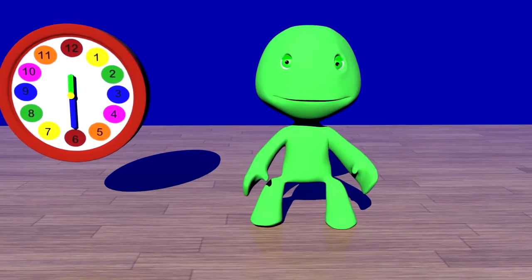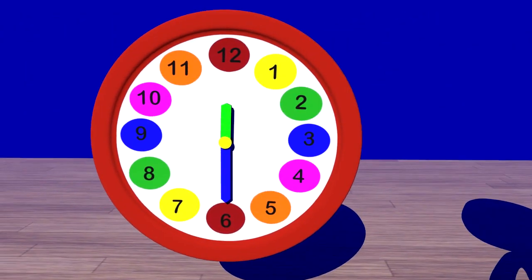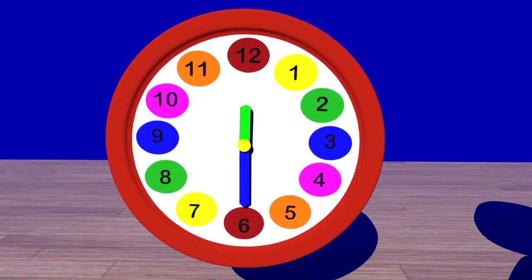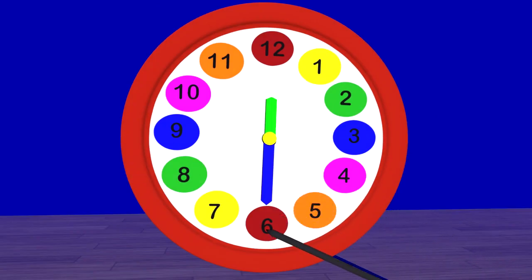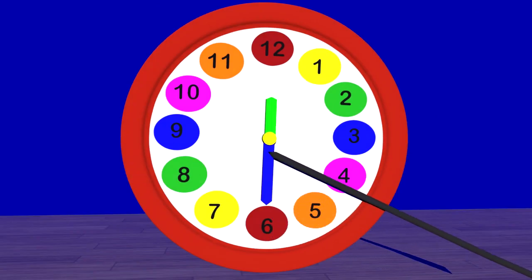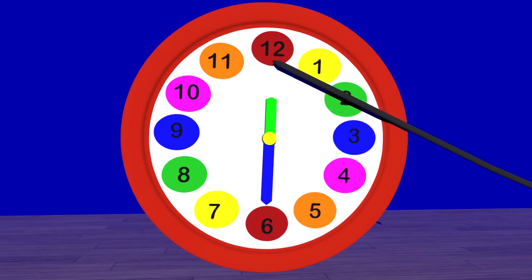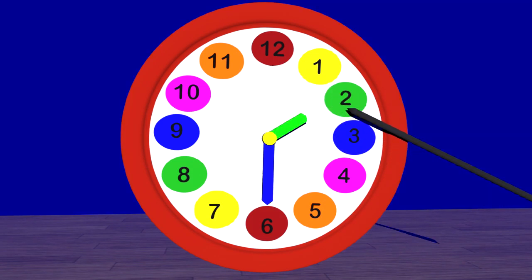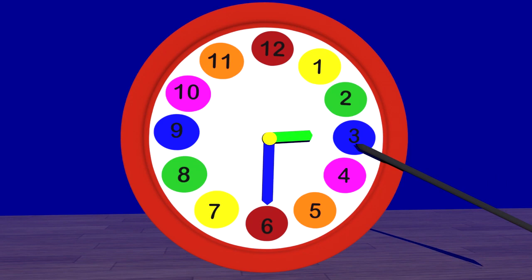Now we are going to learn half hours. When it is half an hour, the long hand points straight down to the number 6. The small hand shows us the half hour that we are in. Here the small hand points to the number 2 and the long hand points straight down, then it is 1:30. Now the clock is 2:30.